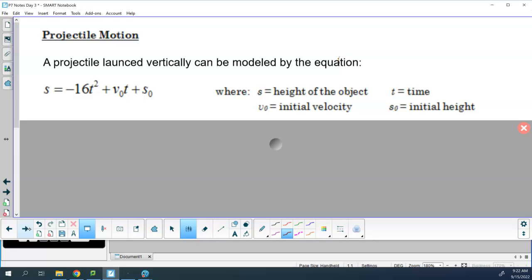So if that be the case, then we can model the height of our object using -16t squared plus v sub 0 t plus s sub 0, where v sub 0 is my initial velocity, t is time from launch, and s sub 0 is the initial height that I launched it at. So if I'm holding it out here, it's 3 feet above the floor, I'm launching it at +3.